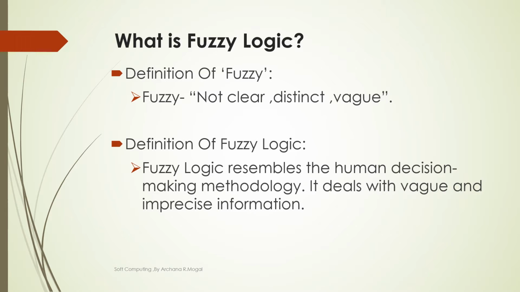We will see what is fuzzy logic. Fuzzy means not clear or distinct or vague. Fuzzy logic resembles the human decision making methodology. It deals with vague and imprecise information. Fuzzy logic is a mathematical logic which attempts to solve problems with an open, imprecise spectrum of data that makes it possible to get an array of precise findings. Fuzzy logic is designed to reach the best possible decision by considering all available information and looking at an input.